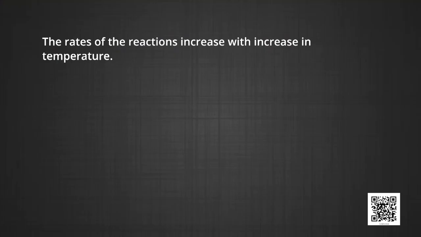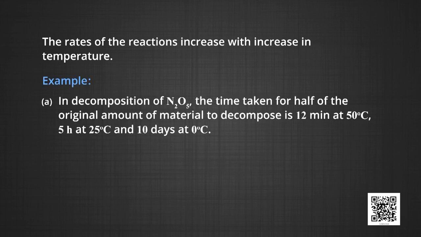So, let's discuss each. The first one is the temperature dependence of the rate of a reaction. Most chemical reactions are accelerated by an increase in temperature. That is, the rates of the reactions increase with the increase in temperature. For example, in the decomposition of N2O5, the time taken for half of the original amount of the material to decompose is 12 minutes at 50 degrees Celsius. It takes 5 hours at 25 degrees Celsius and 10 days at 0 degrees Celsius.